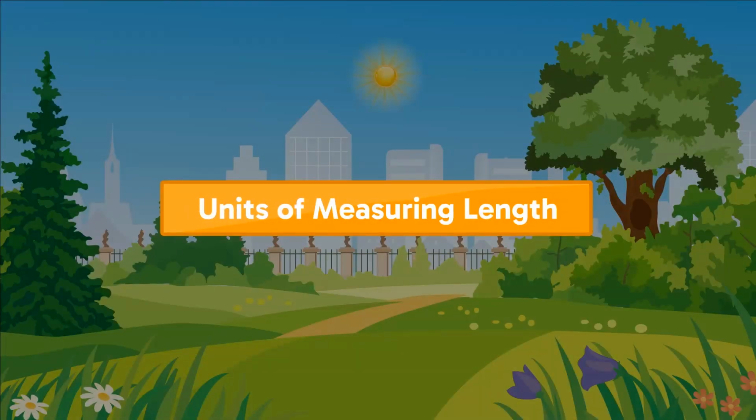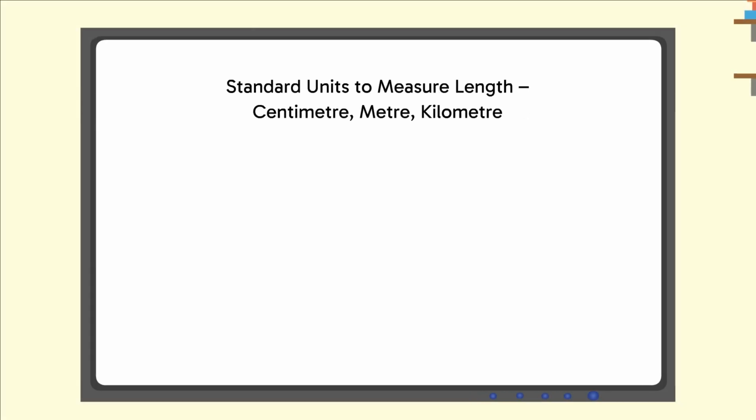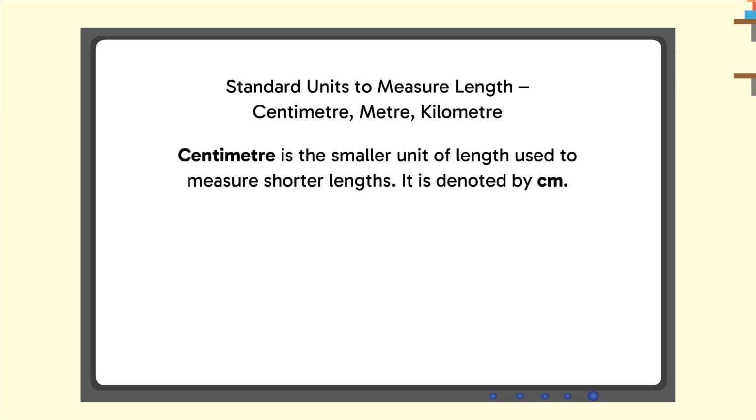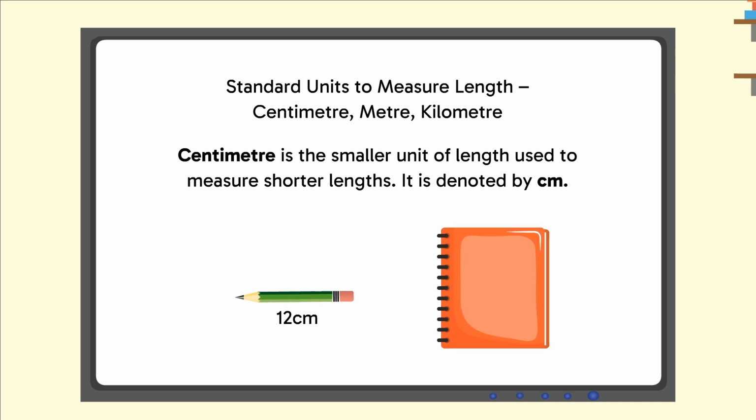Units of measuring length. Standard units to measure length are centimeter, meter, and kilometer. Centimeter is the smaller unit of length used to measure shorter lengths. It is denoted by cm. For example, length of a pencil is 12 centimeters. Length of a notebook is 25 centimeters, etc.